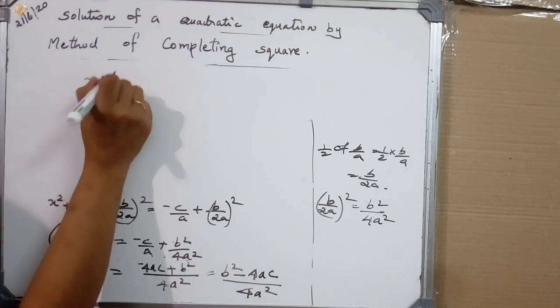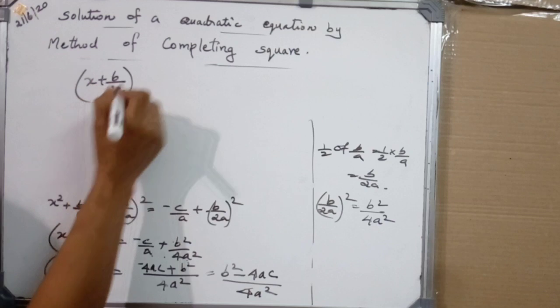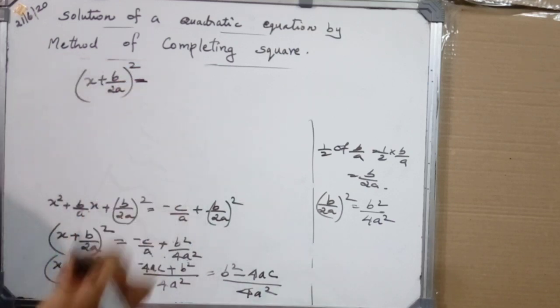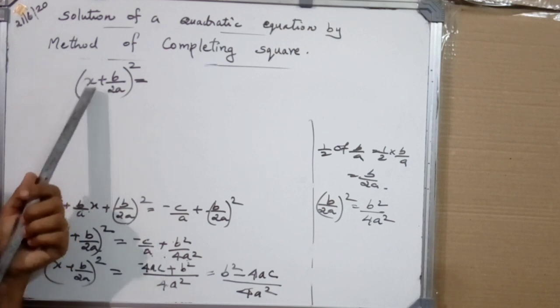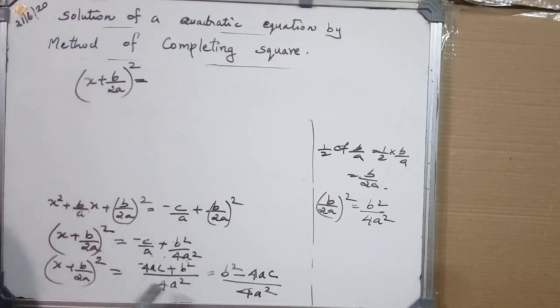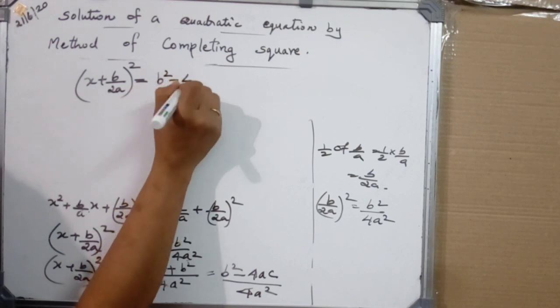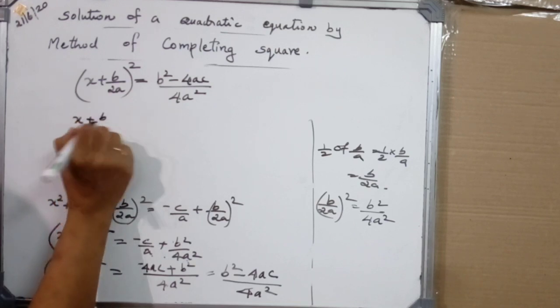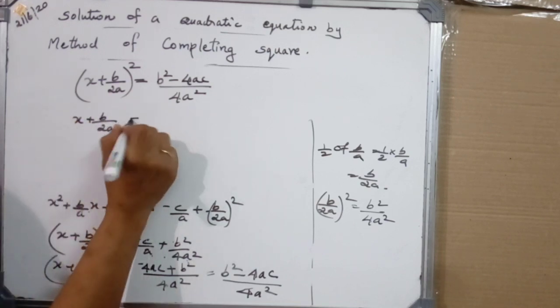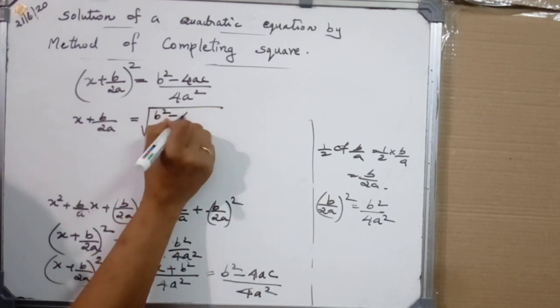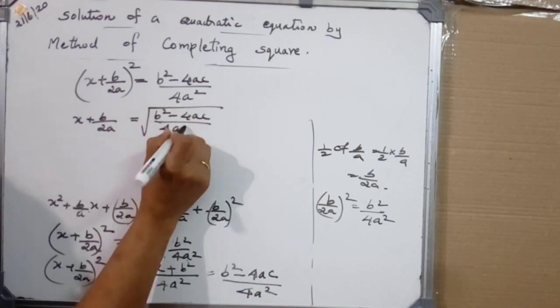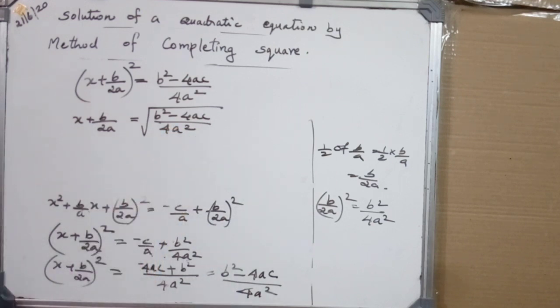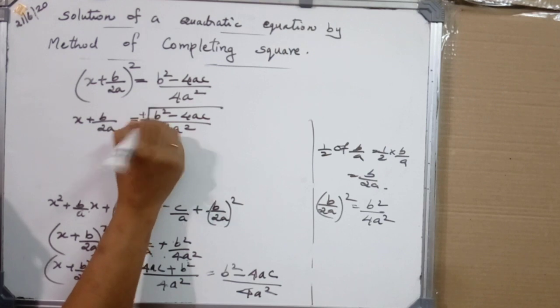Now we have on the left hand side (x plus b by 2a) whole square is equal to, on the right hand side, b square minus 4ac by 4a square. Now we have to take the root on both sides. x plus b by 2a is equal to root of b square minus 4ac by 4a square. When you take the square root, we have to take it as positive or negative, plus or minus.